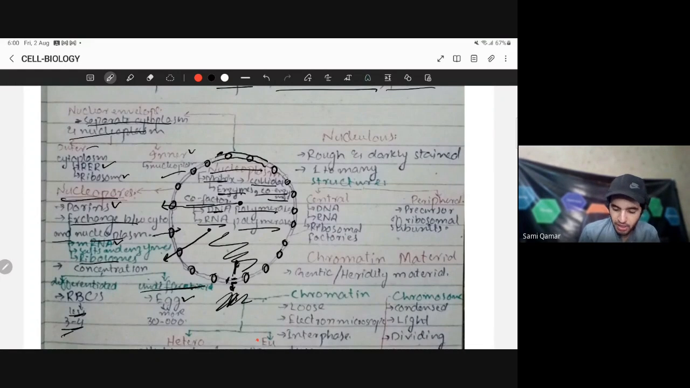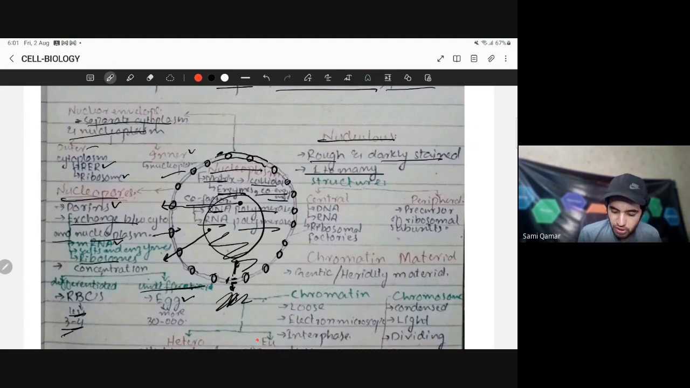Now the important thing present inside is a big spot. That dark region is known as the nucleolus. It is rough and darkly stained. There will be one to many. Remember this, they ask this: how many nucleoli will be present? So there can be one to many.